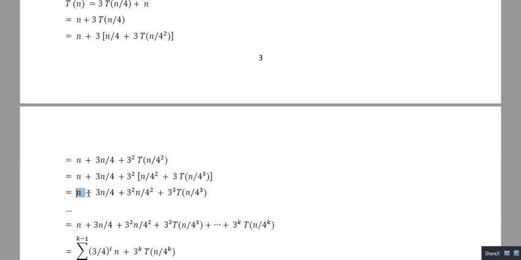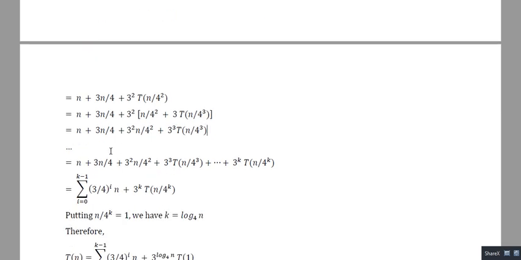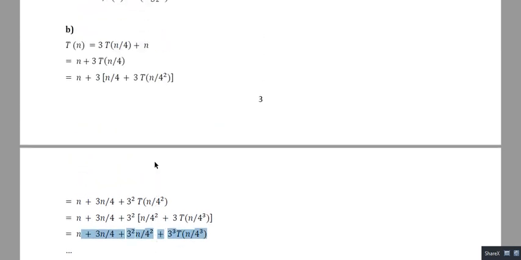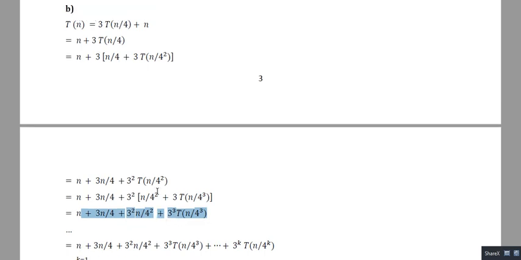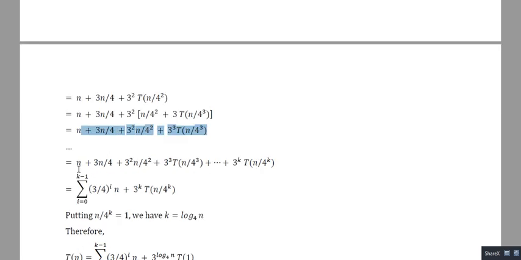So it will be n plus 3n by 4 plus 3 square n by 4 square plus 3 square, like that. Right. So now if we keep on expanding this series up to the kth iteration. So after the kth iteration, so this is the scenario after what? After the third iteration, I think. Yes, after the third iteration. So after the kth iteration, it will be n plus 3n by 4 plus 3 square n by 4 square plus 3 cube n by 4 cube, dot dot dot, and the last term will be what? 3 power k minus 1 n by 4 power k.